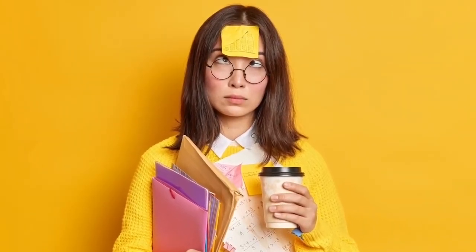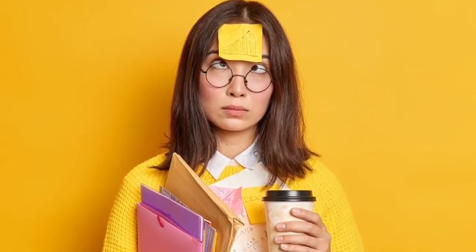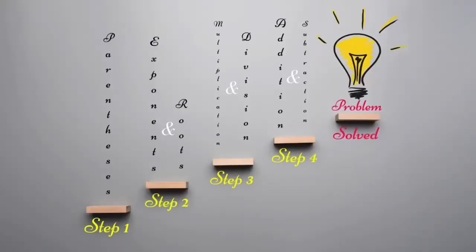So we have discussed all the operations, but what is the actual order? The order, my precious sunflower, is as follows. Step 1, parentheses, brackets, and other grouping symbols. 2, exponents and roots. 3, multiplication and division working from left to right. 4, addition and subtraction work from left to right.